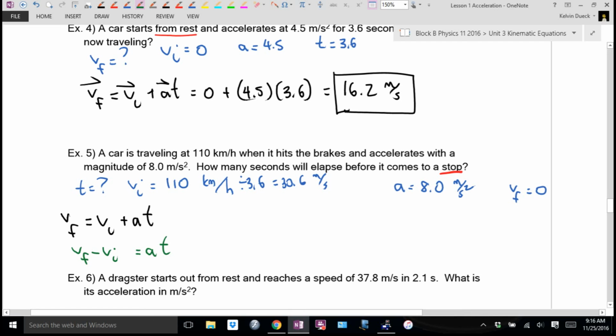What am I trying to get by itself? So how will I get rid of the A? What's the A doing to the T? Adding, subtracting, multiplying, or dividing? So how will I move it over? So write that down. And I'm going to put the t equals on the left-hand side because we're used to seeing the thing that we're trying to get by itself on the left. Okay. It's going to be 30.6. I'm going to use my answer button. Minus 0 all over 8.